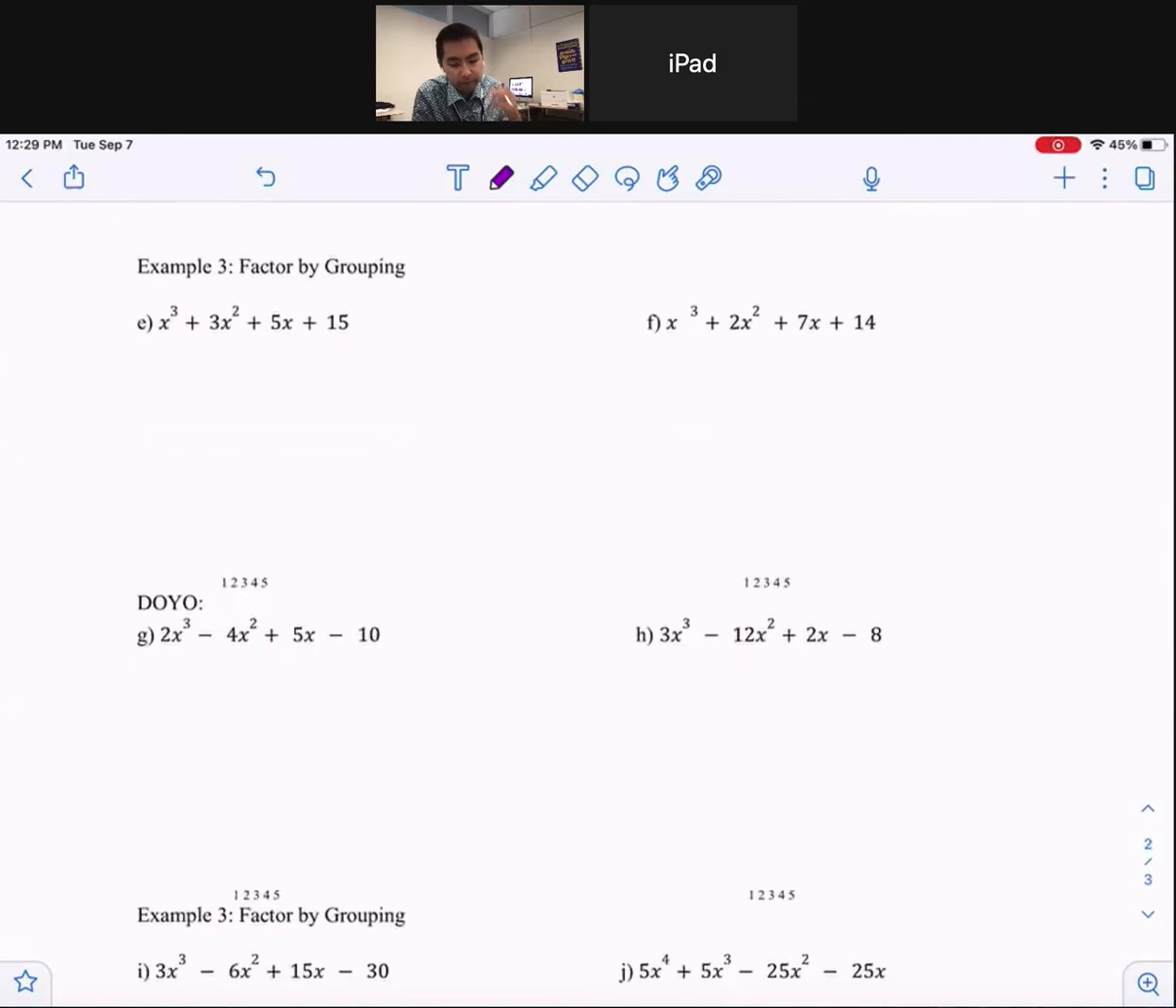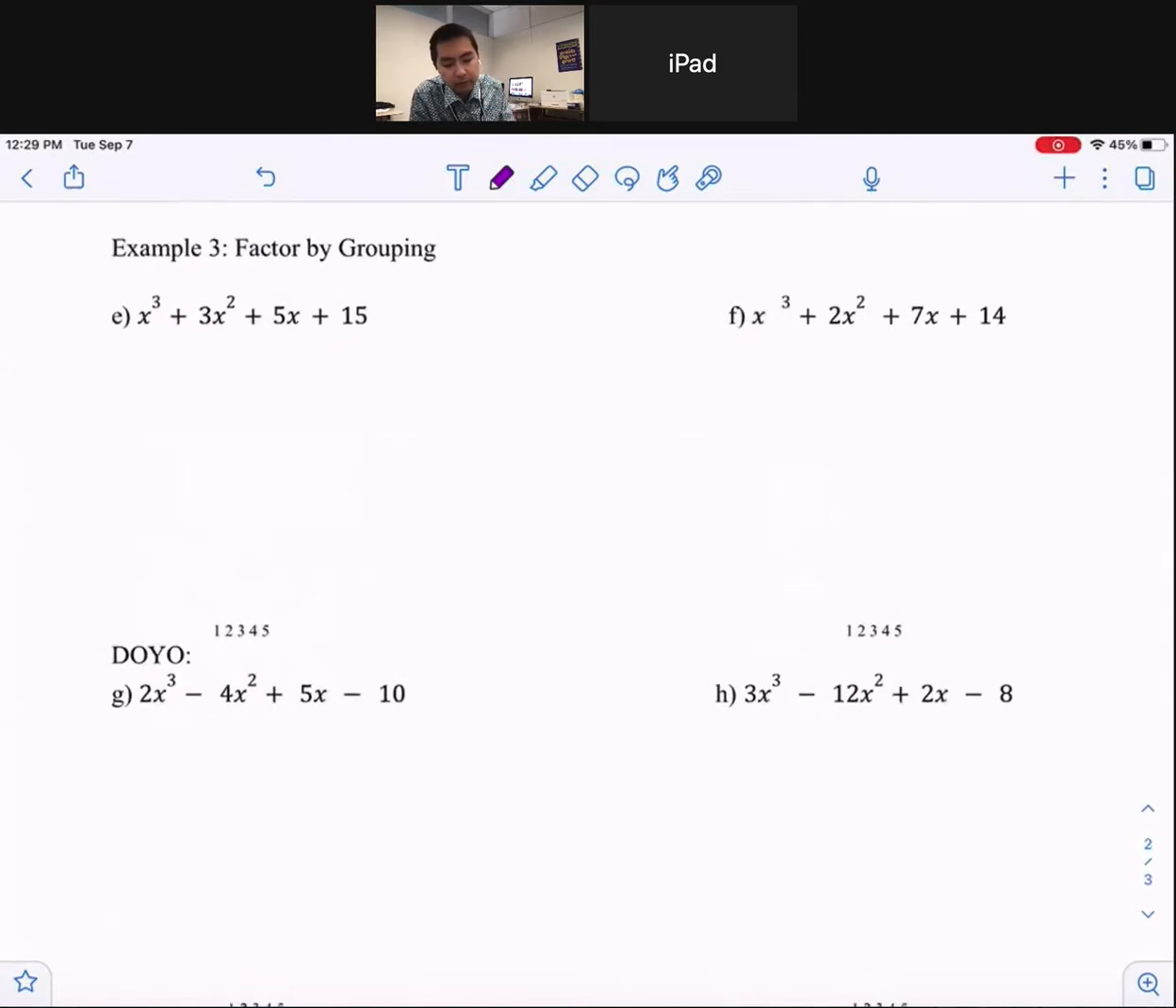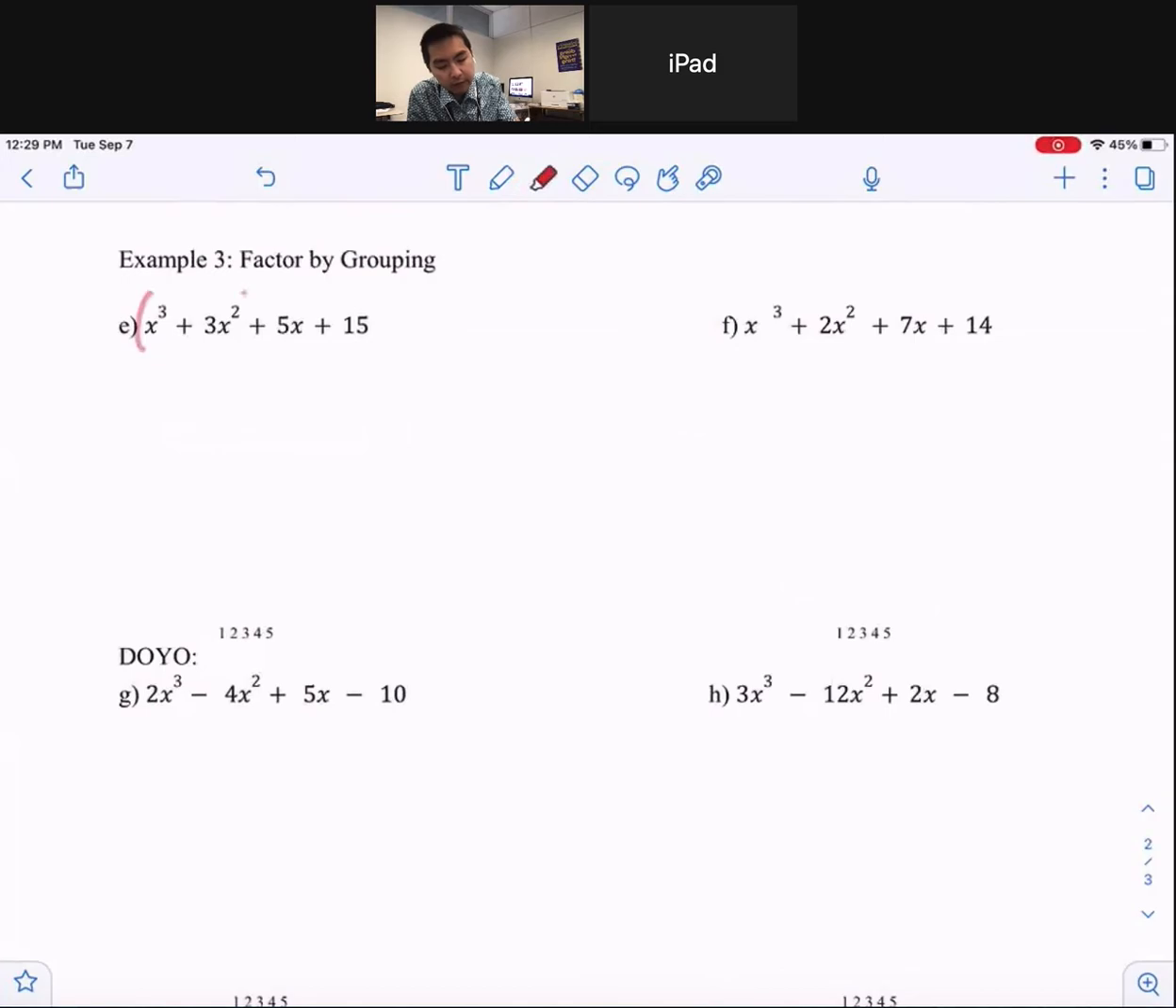Example 3. Can't factor out everything, so we're going to factor these out. We can factor out x to the second power from both of them because the most amount of x's you can take away is 2 x's from both. So we get x plus 3. We can factor out a 5 from that one to get x plus 3. X squared plus 5 times x plus 3.